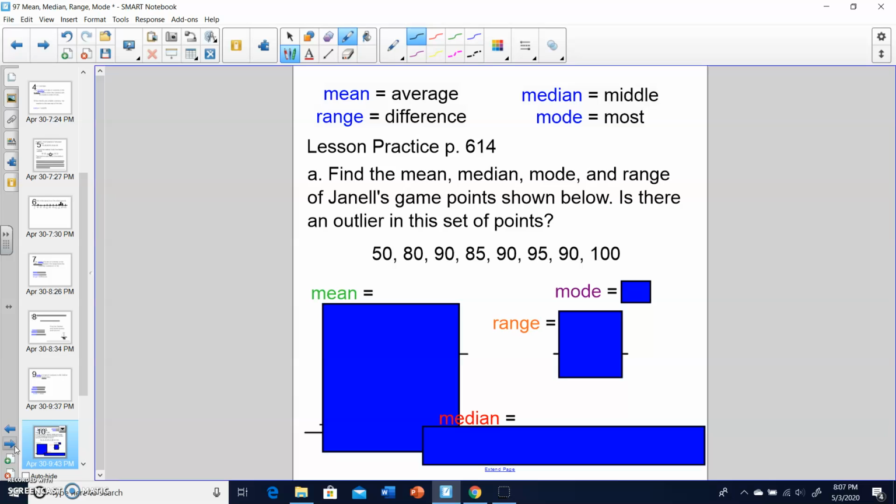Find the mean, median, mode, and range of Janelle's game points as shown below. Is there an outlier in this set of points? So here are her scores. Go ahead and find the mean, or the average.